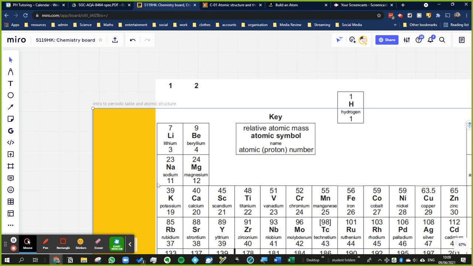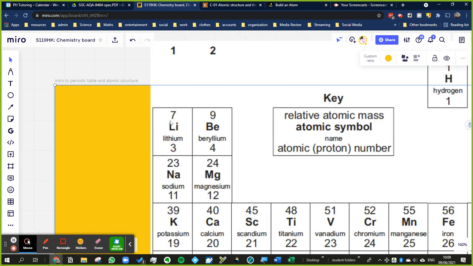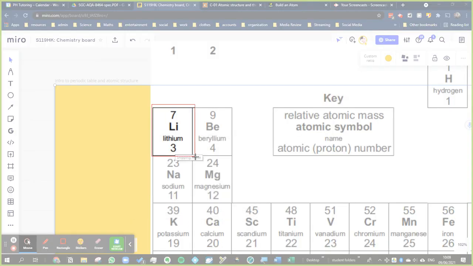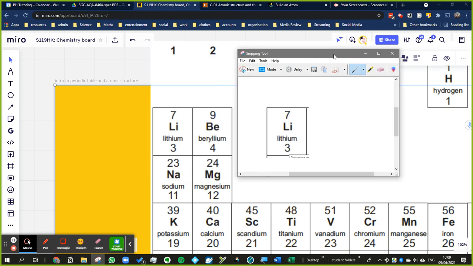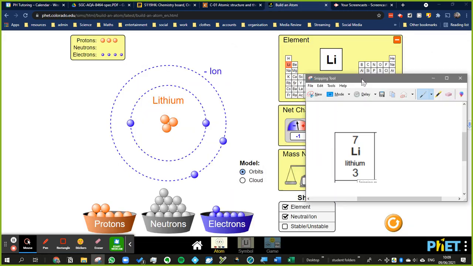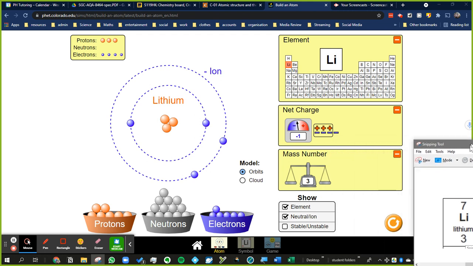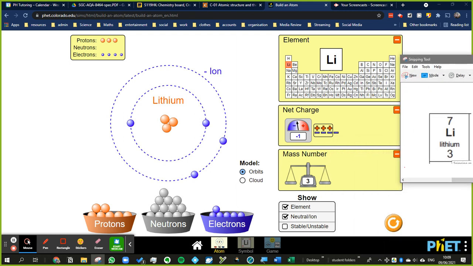If we go to our whiteboard, we can see that it has a relative atomic mass of 7 and a proton number of 3. So what I can do is take a cut of that and shrink it. Can I shrink it? Oh, I can't. That's as small as I can make it. No problem. I'll put that there. There we go. Right, so now we can see what the symbol is, and we've got a mass number of 7 and an atomic number of 3.